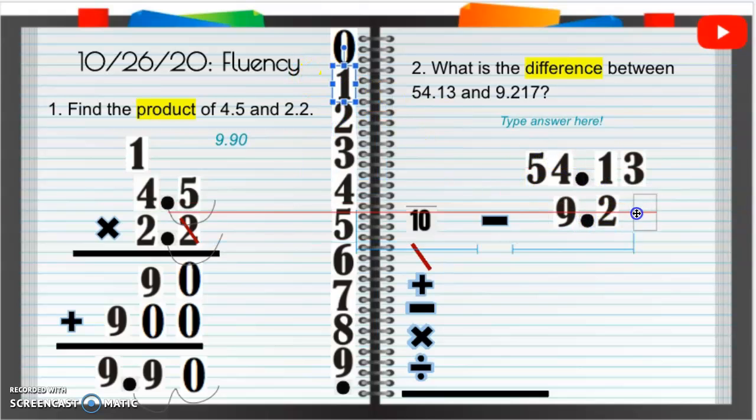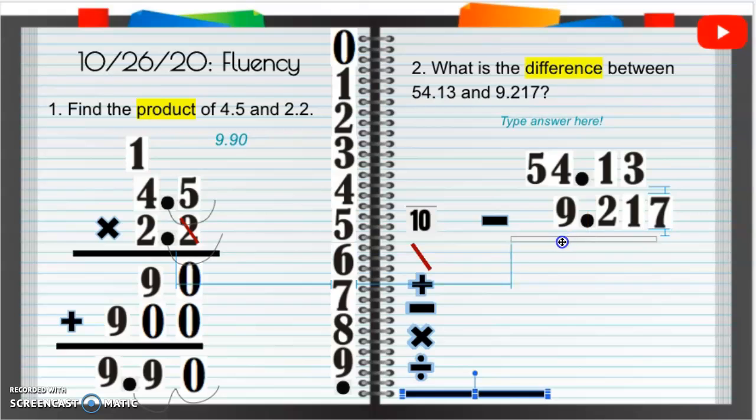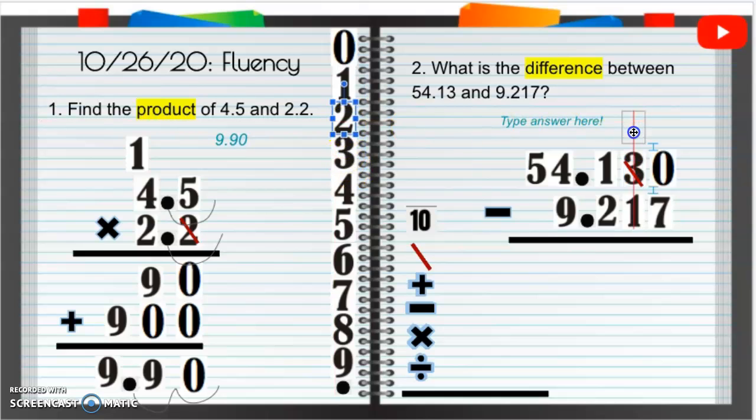So we have 9 and 217 thousandths. Now, what can we do here? Since we don't have a number on top of that 7, what can we put there? Oh yeah, we can put a placeholder. Let's put our placeholder of 0 here. Now we can finally subtract. 0 minus 7, can we do that? Nope, so we need to borrow. So this 3 will become a 2 to make this 0 become a 10.